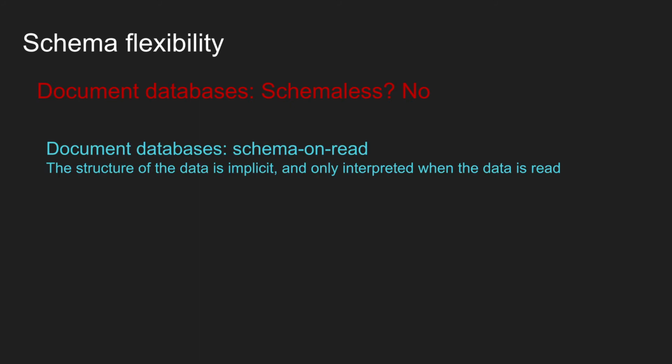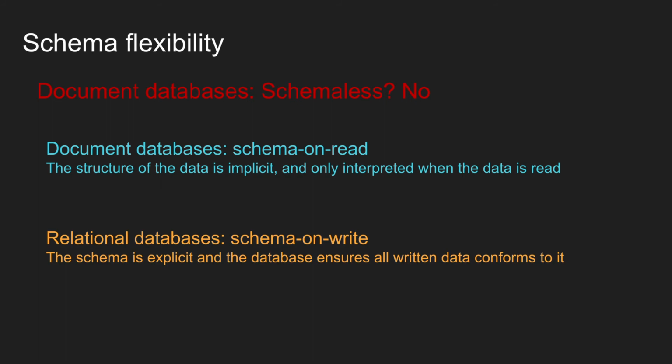Let's talk about schema flexibility. Document databases are sometimes called schemaless, but that's not accurate. When you write a document, you can use arbitrary keys and values, but when you read it, you must assume some structure of the data. Document databases are schema on read: the structure of the data is implicit and only interpreted when the data is read. Relational databases are schema on write: the schema is explicit and the database ensures all written data conforms to it.